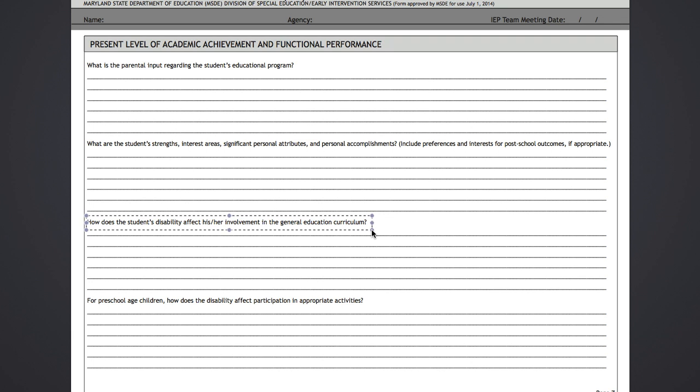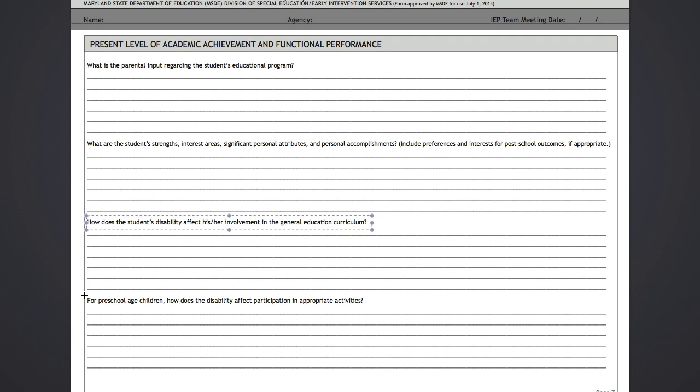In other words, if this student did not have this IEP, if they did not have any special education supports or services or related services, what would be the impact to the student? How would the student participate or not be able to participate in the general education curriculum? Typically in a couple of sentences, you can articulate that in a way that really clarifies the impact of the child's disability on his or her education.